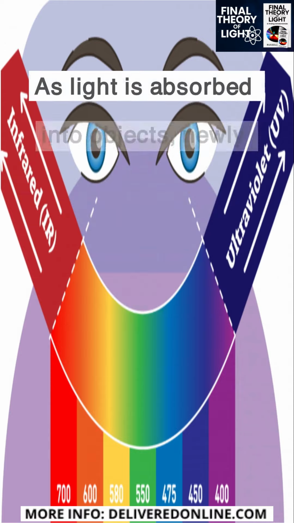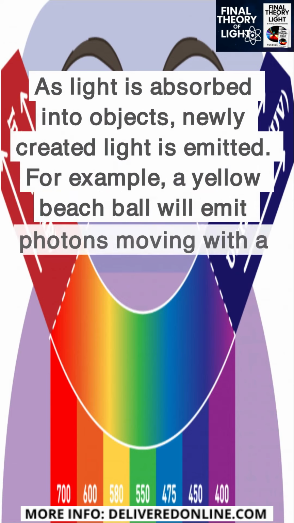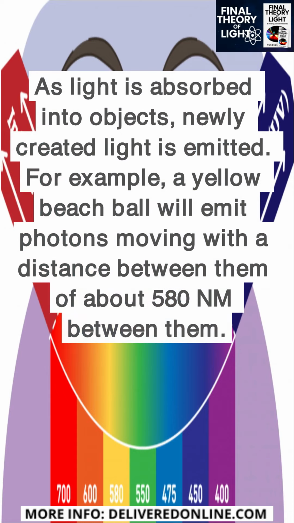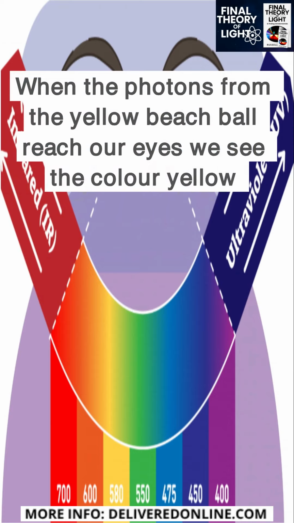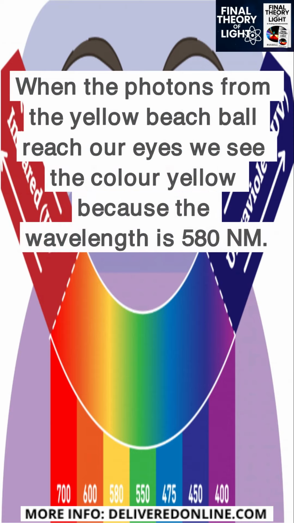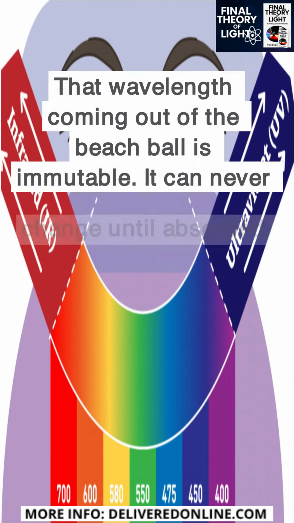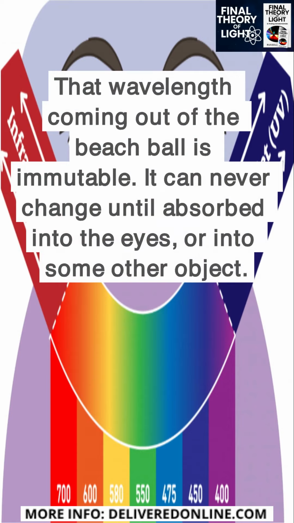As light is absorbed into objects, newly created light is emitted. For example, a yellow beach ball will emit photons moving with a distance between them of about 580 nm. When the photons from the yellow beach ball reach our eyes, we see the color yellow because the wavelength is 580 nm. That wavelength coming out of the beach ball is immutable. It can never change until absorbed into the eyes or into some other object.